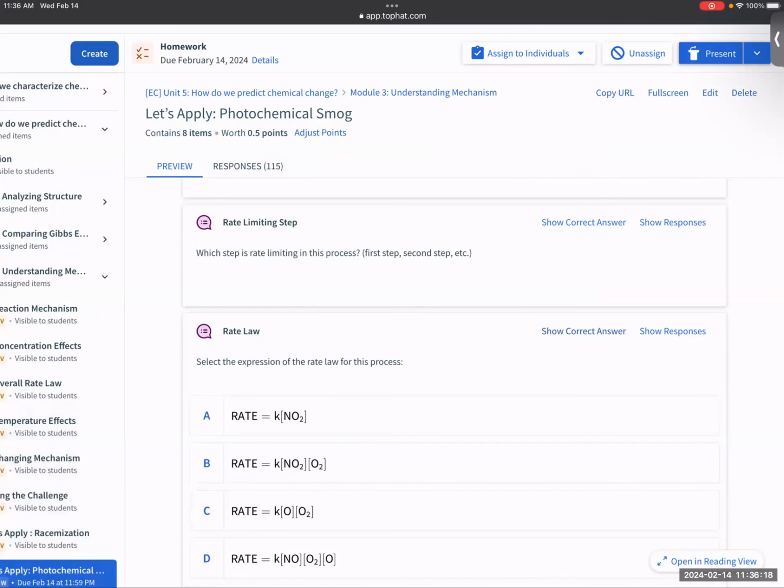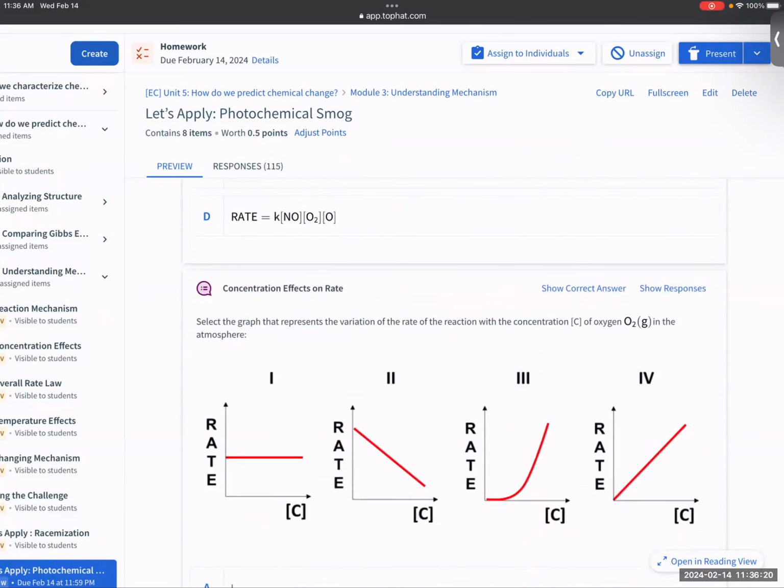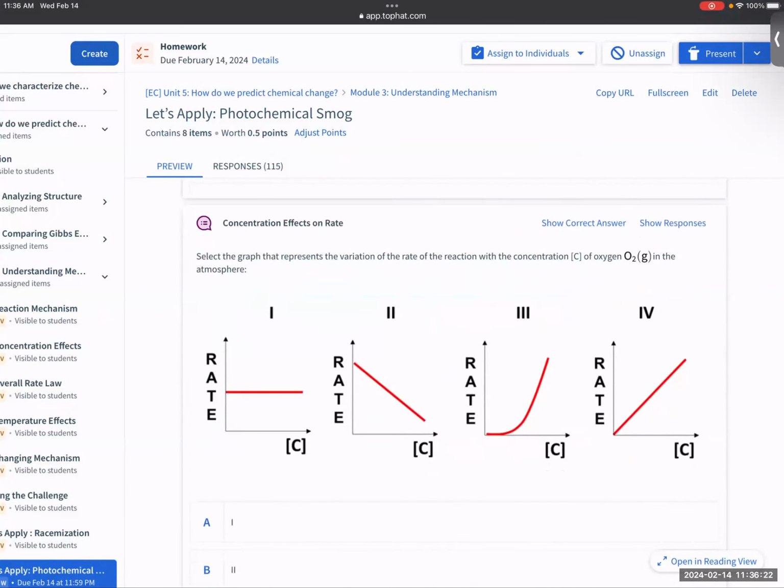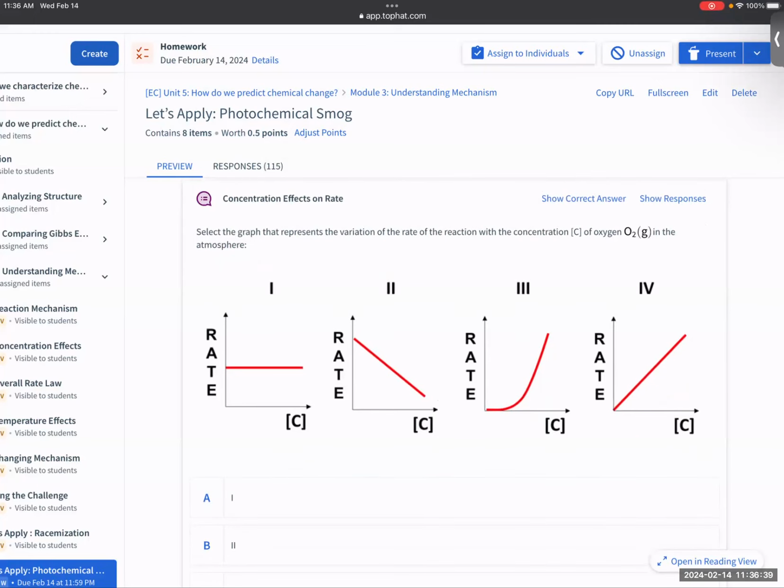Yeah, so far so good. Topet agrees with us. Anyway, concentration effects on the rate. Select the graph that represents the variation of the rate of the reaction with the concentration of oxygen. Okay, so our rate law did not have any oxygen in it.